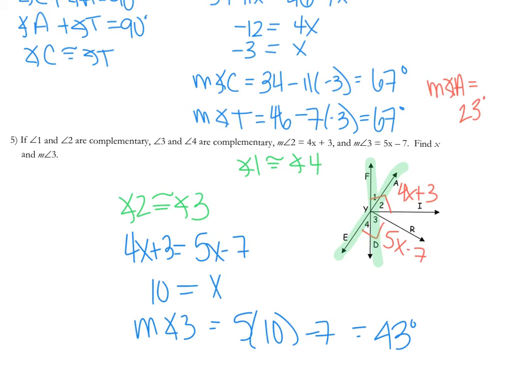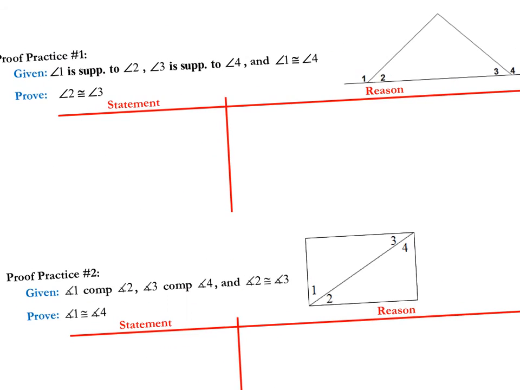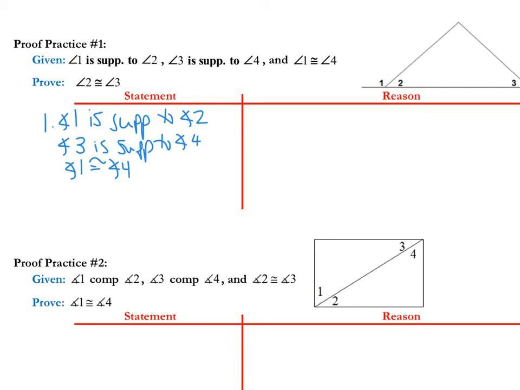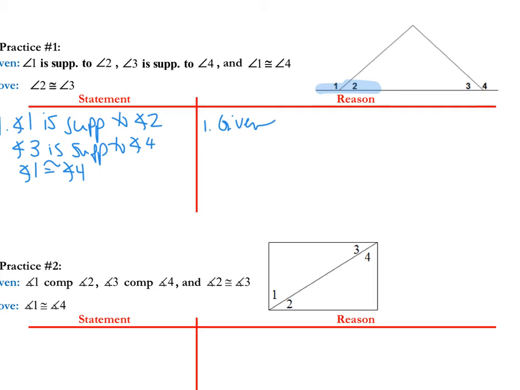Okay, last page of notes. Alrighty, so we have that angle 1 is supplementary to angle 2. Angle 3 is supplementary to angle 4. And we know that angle 1 is congruent to angle 4. This is all from the given. Okay, and if you look at the diagram, you can see that these form linear pairs. Remember that linear pairs are supplementary. They add up to 180 degrees.